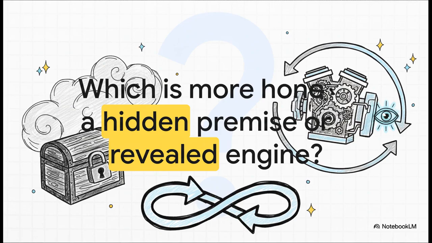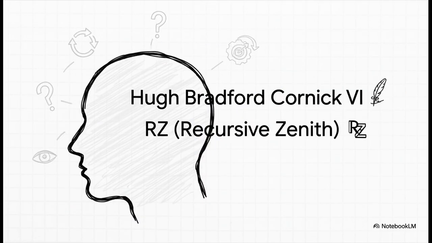So that's the question I want to leave you with. What do we really want from an origin story? Do we want a simple description of what things were like a long time ago? Or do we want a real mechanism that tries to explain why there are things at all? This entire exploration has been based on the cosmological framework developed by Hugh Bradford Cornick VI, and it's an idea that really challenges us to look beyond the stories we're comfortable with and to ask if our biggest explanations are truly explaining anything at all.